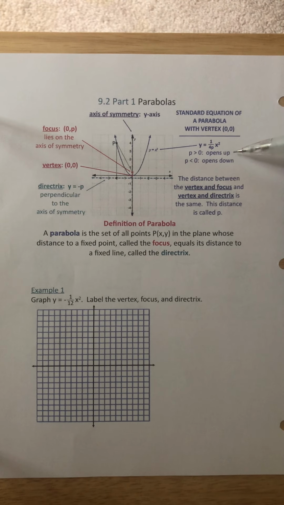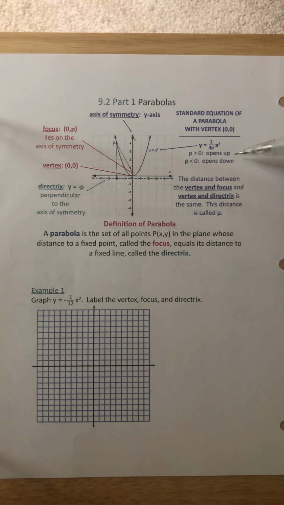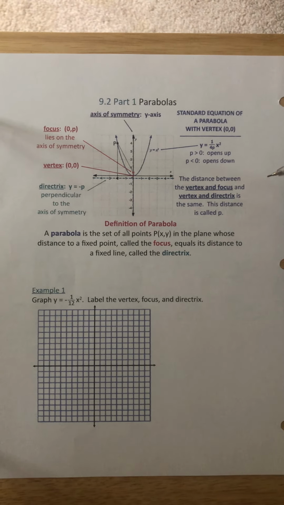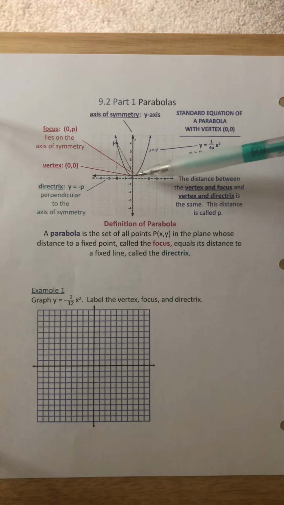Now back up here, it says that if P is greater than 0, so in other words, if P is positive, it's going to open up. And if P is less than 0, so if P is negative, it's going to open down. And that coincides with what we've learned about parabolas all along. If you look at the leading coefficient, if it's positive, it opens up. If it's negative, it opens down. So that's not news to us. That's old.